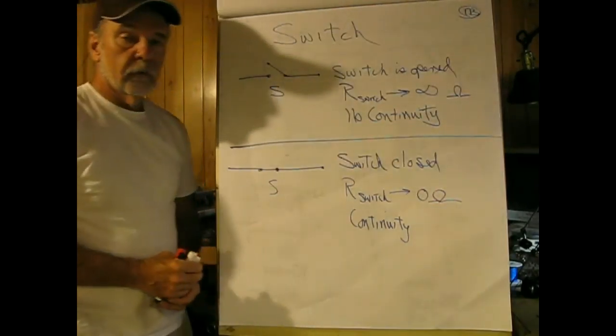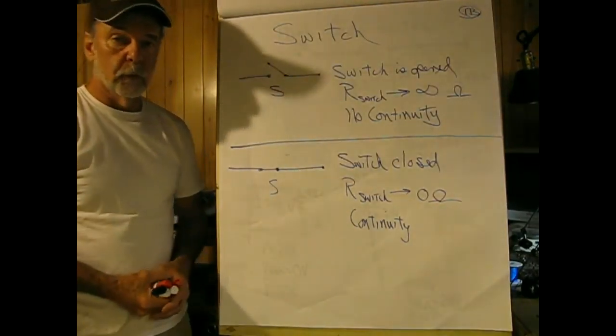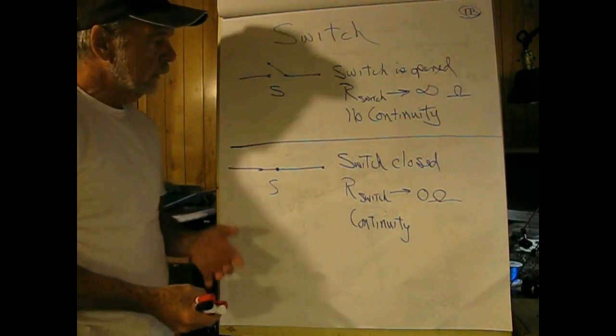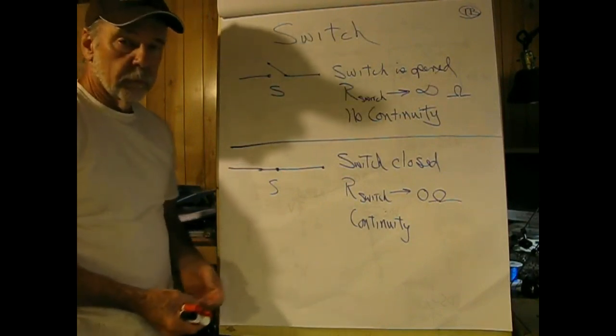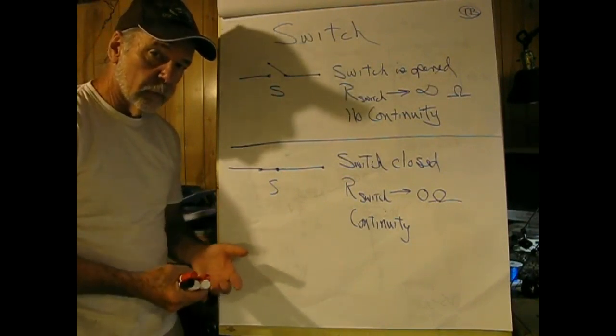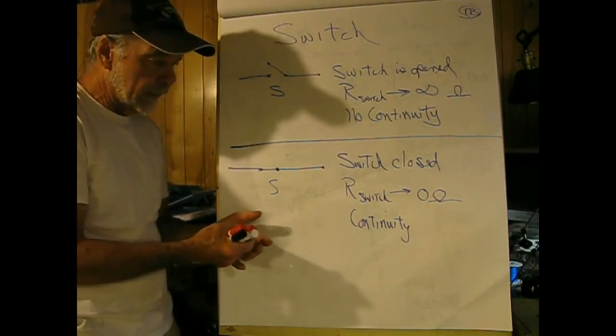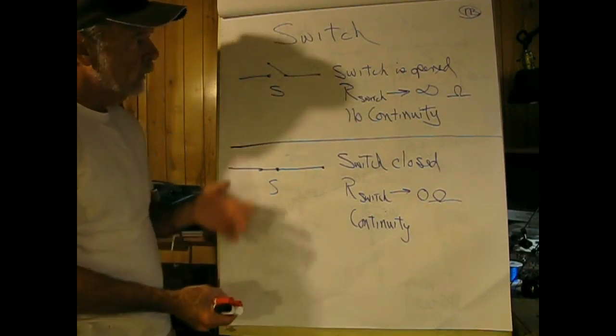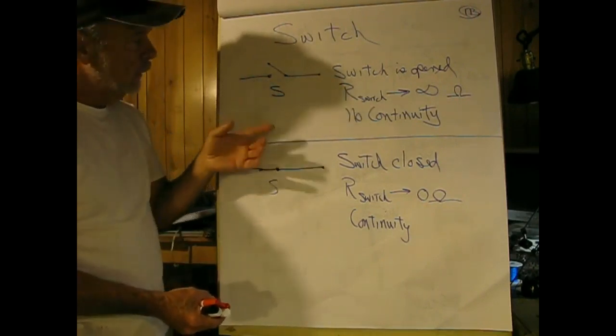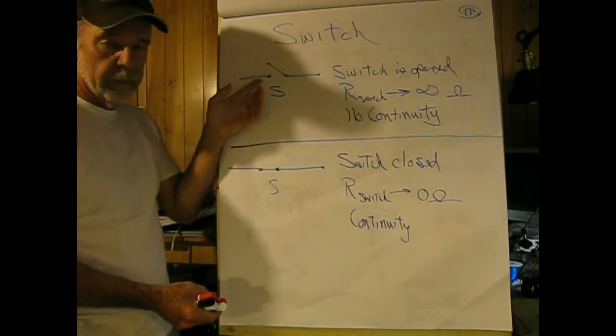Welcome to DC Circuits Review Part 2, and today we're going to talk about a somewhat simple device that tends to cause some trouble if you don't understand it and the circuit it's in, and that is a switch. Now this switch is shown to be open.